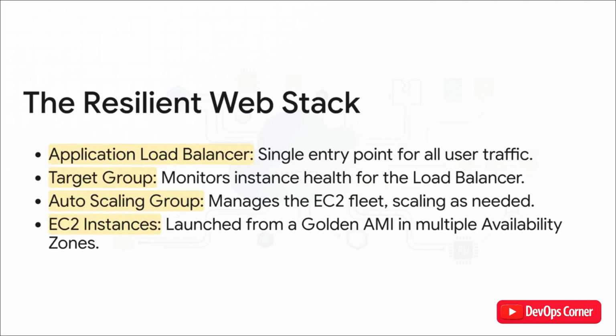So, let's put all the pieces together and see how this resilient stack works. A user's request from the internet first hits an application load balancer. The load balancer is the single front door. It then looks at a target group, which is constantly checking the health of our servers. It will only send traffic to the instances that are healthy. And where do those instances live? Inside our auto-scaling group, which manages the fleet, replacing bad ones and adding new ones when traffic picks up. And of course, every single one of those instances was launched from our golden AMI and is spread across multiple data centers for redundancy. This is the kind of architecture that lets you sleep through the night.